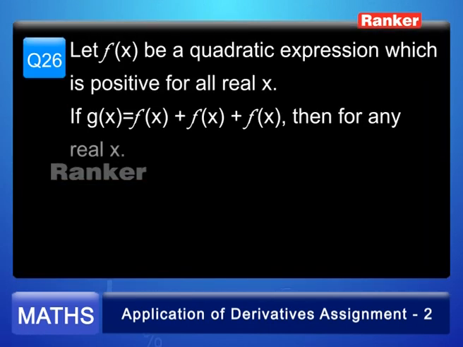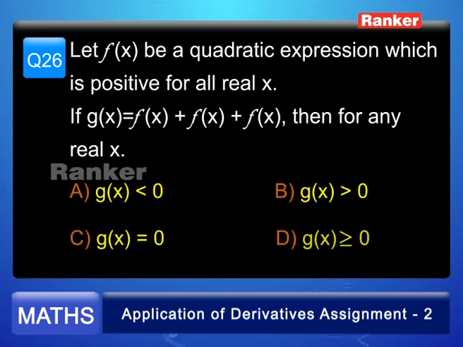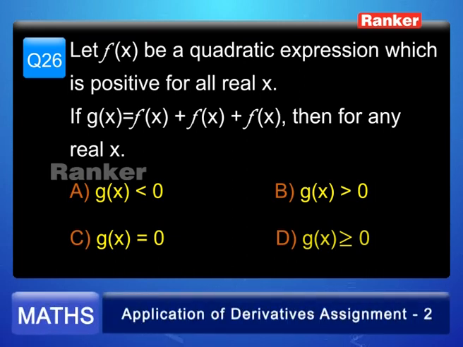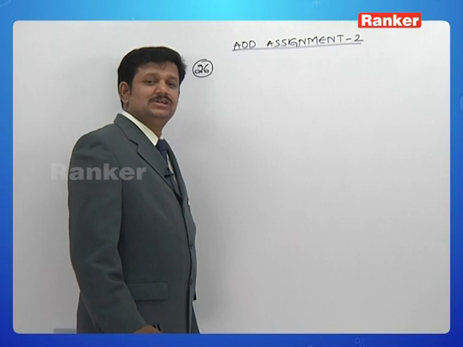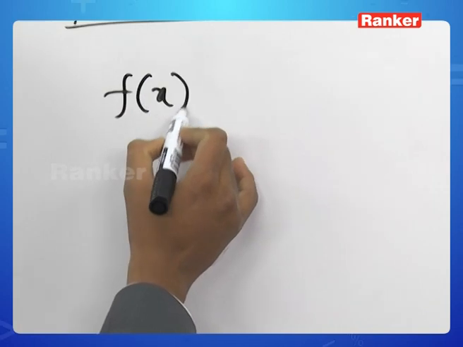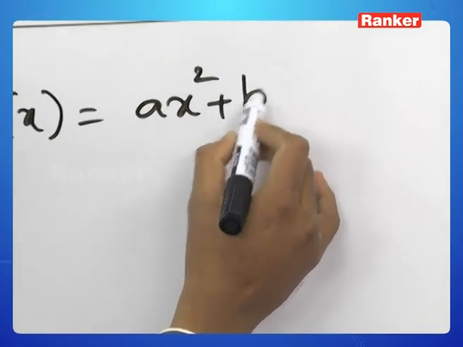Next question, let f of x be a quadratic expression which is positive for all real x. If g of x is equal to f of x plus f dash x plus f double dash of x, then for any real x, option A g of x is less than 0, option B g of x is greater than 0, option C g of x is equal to 0, and option D g of x is greater than or equal to 0. Let us see, f of x is given to be a quadratic expression which is positive for all real x. A quadratic, let us say f of x is ax square plus bx plus c.